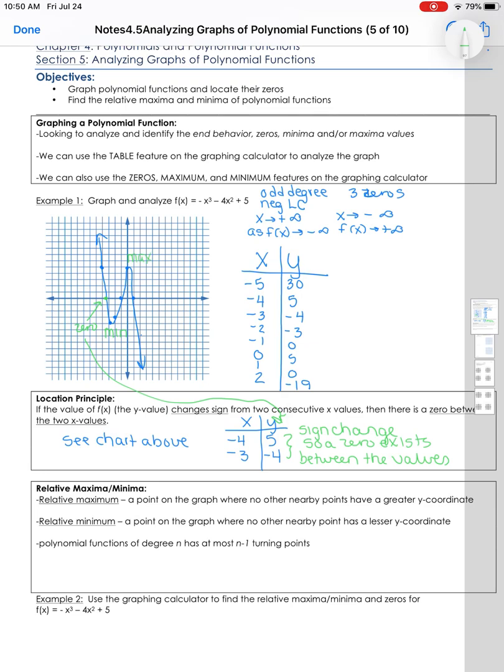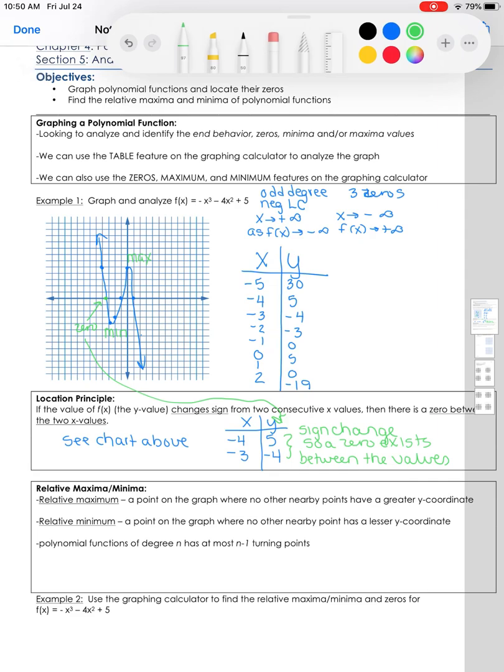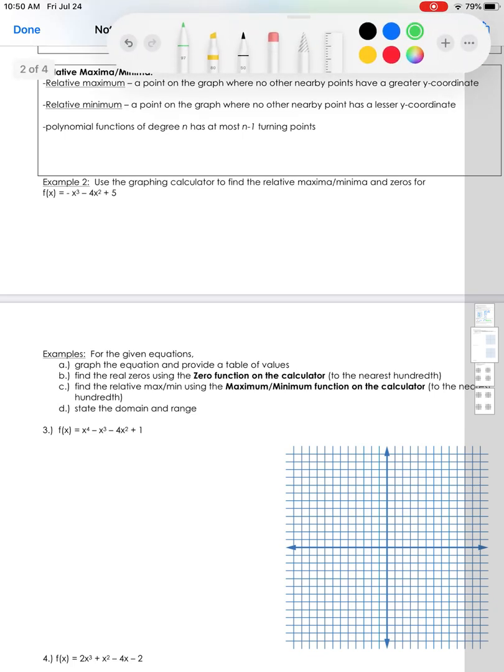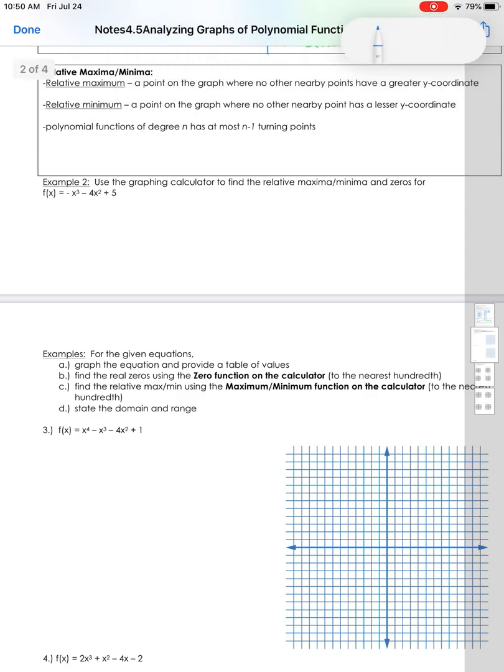Now, for a polynomial function of degree n, it has at most n minus 1 turning points. In example 1, the degree was 3, so n was 3, which means 3 minus 1 is 2, and it turned 2 times, because you had a minimum, which is here, and then a maximum, which is right here. A minimum is like a valley in a graph, and a maximum is like a hill. So we're going to use the graphing calculator to find the relative max and min and zeros for this particular function.